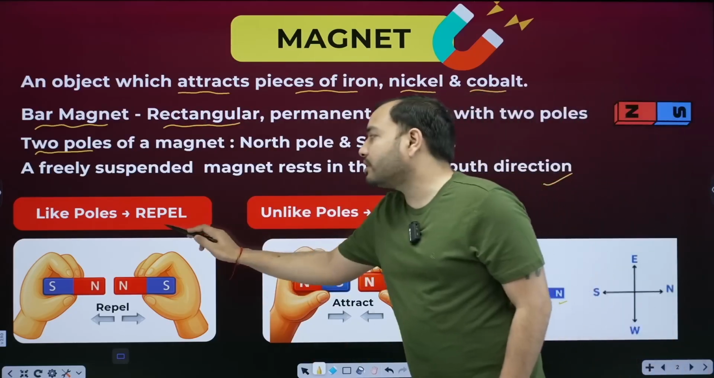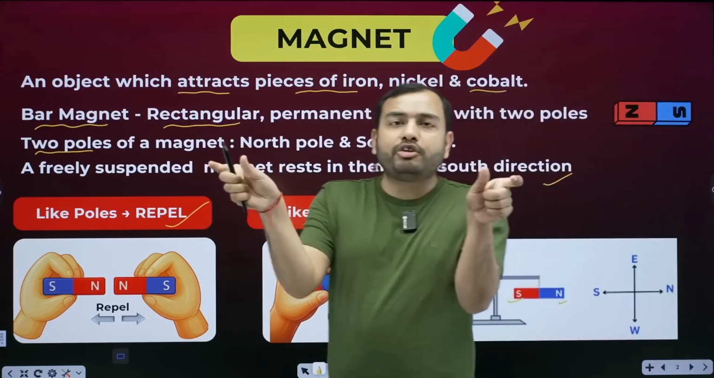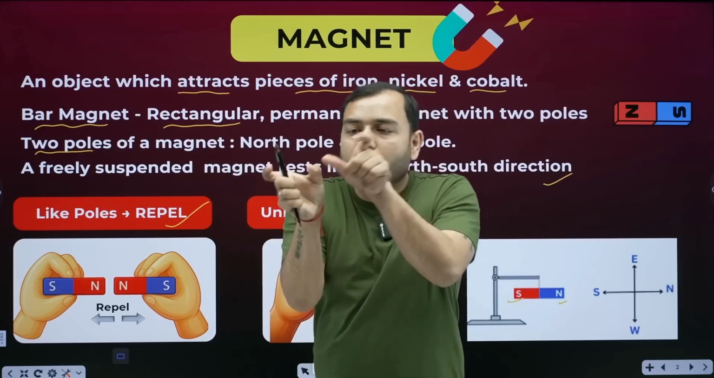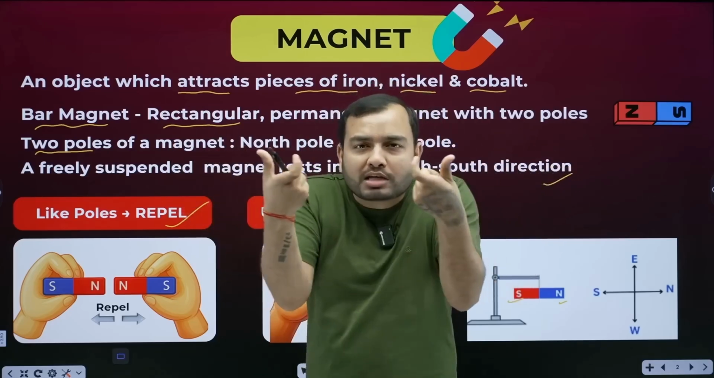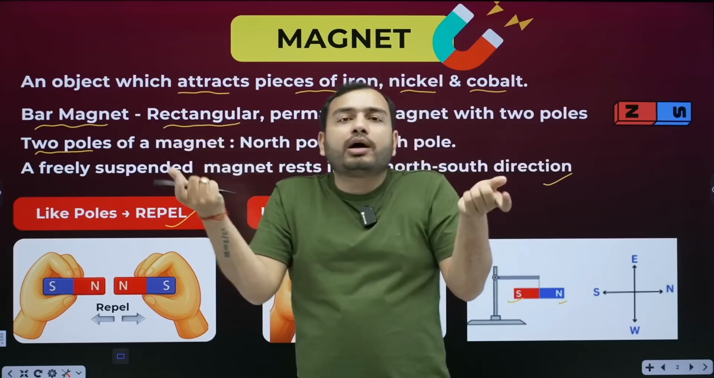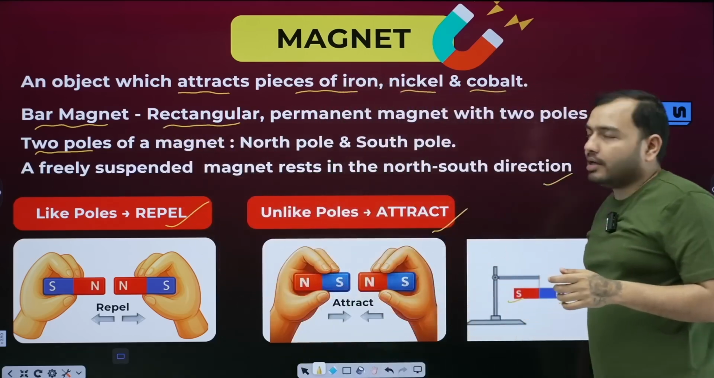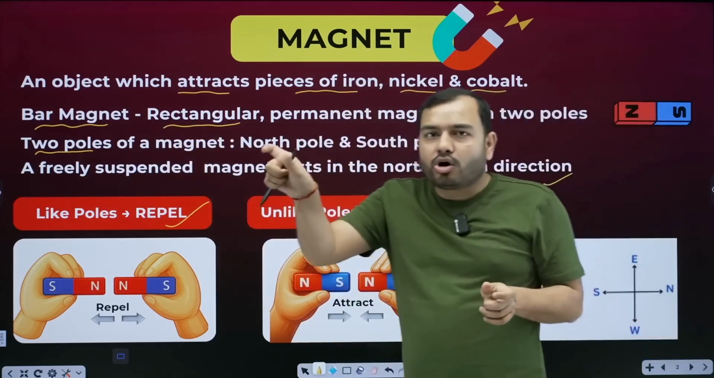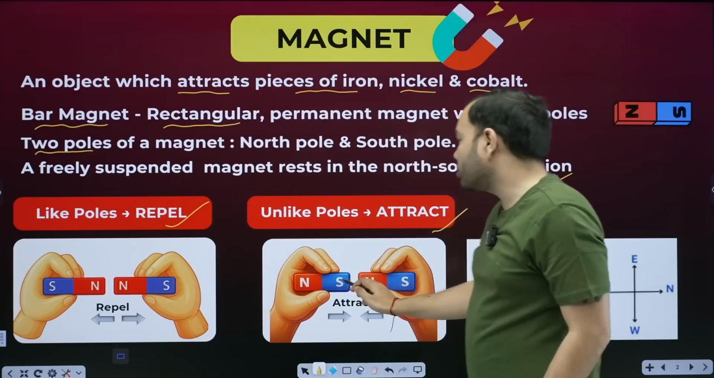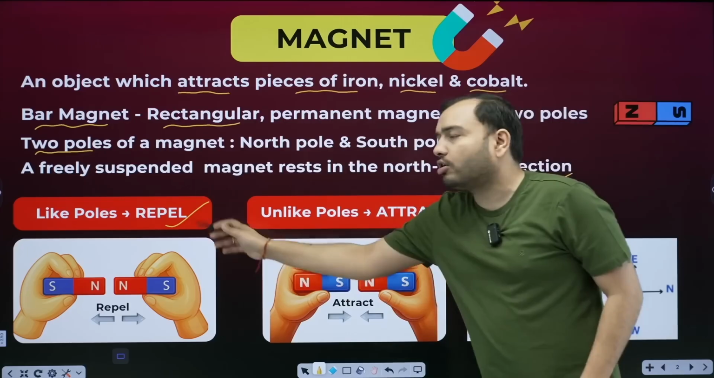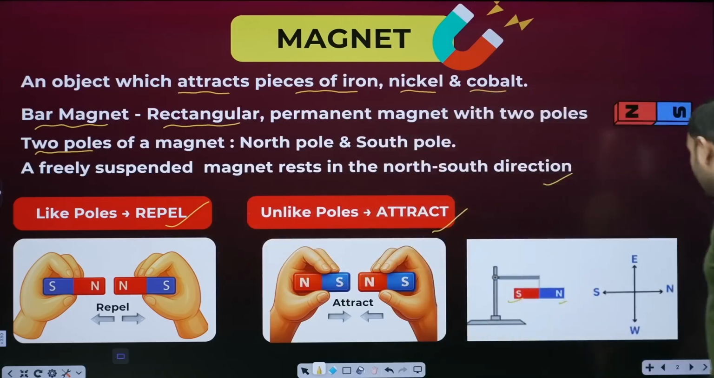Okay, what do like poles do? They repel. If I bring two magnets close, both north, they repel each other. If I bring both south near, they also repel. But what do unlike poles do? They attract. One magnet's north and the other magnet's south, bring them close and they stick together. So north and south attract. North and north, south and south repel.